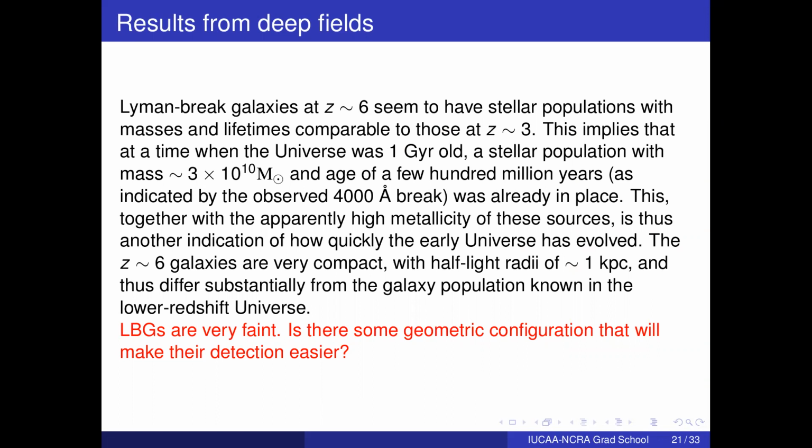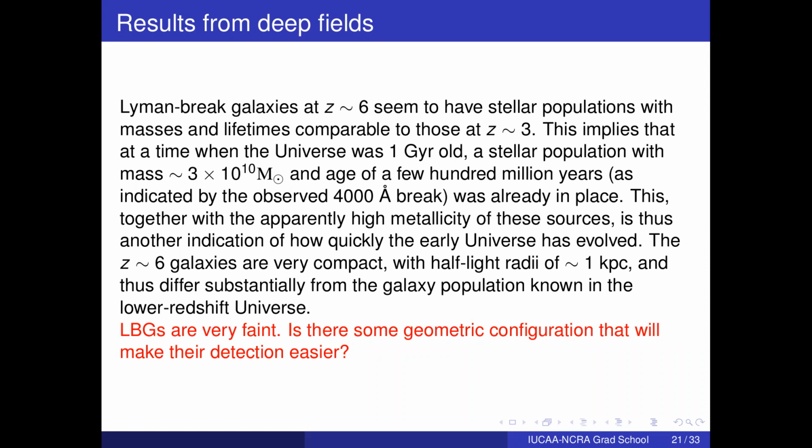If you look at the stellar populations of these z equal to 6 Lyman break galaxies, they seem to have stellar populations with masses and lifetimes comparable to those at z of 3. This implies that at a time when the universe was only 1 gigayear old, a stellar population with mass of 3 times 10^10 solar masses and age of a few hundred million years, as indicated by the relatively weak 4,000 angstrom break, was already in place.